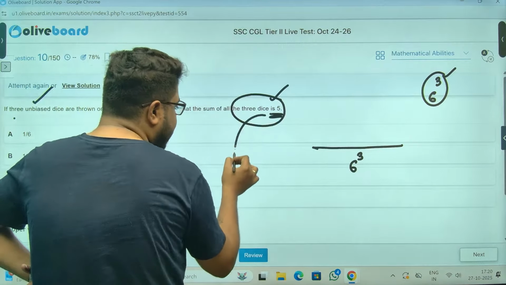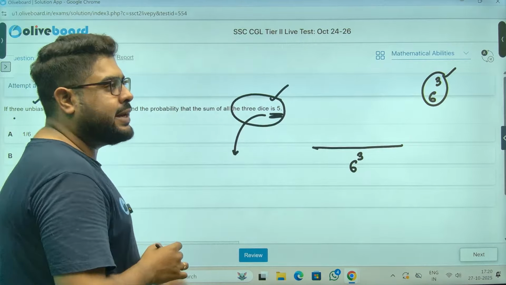Now, in how many ways can I take 3 integers? Because the outcome is always an integer: 1, 2, 3 like that. It cannot be 0 as well.